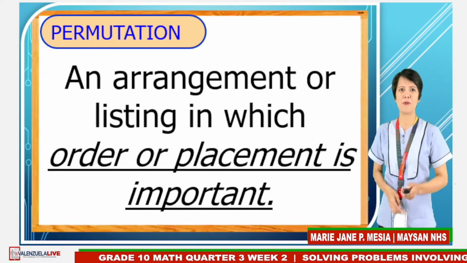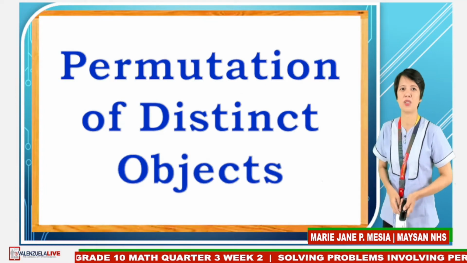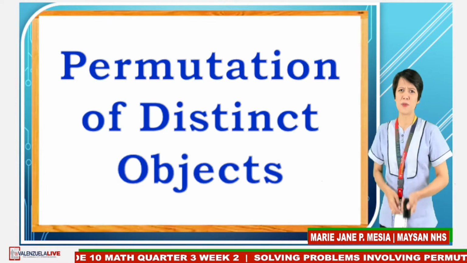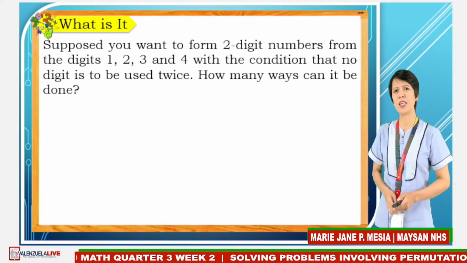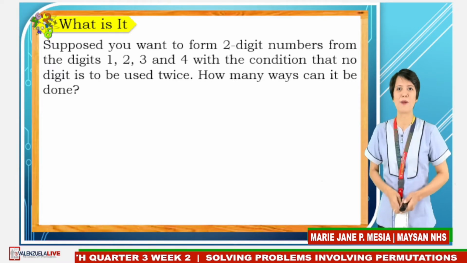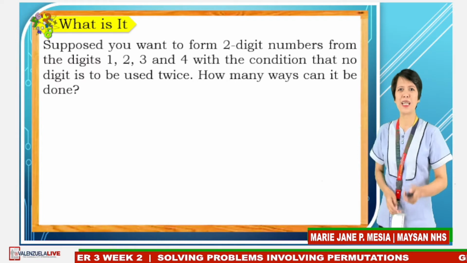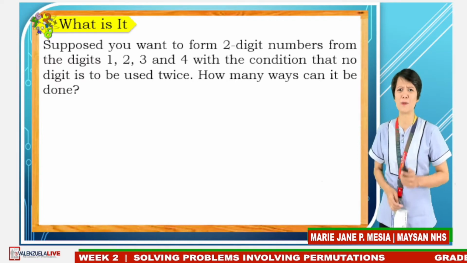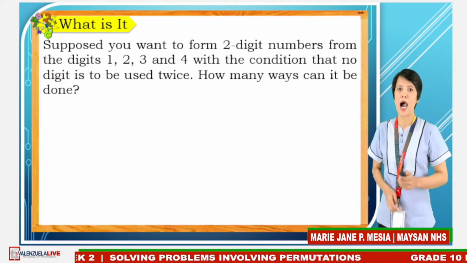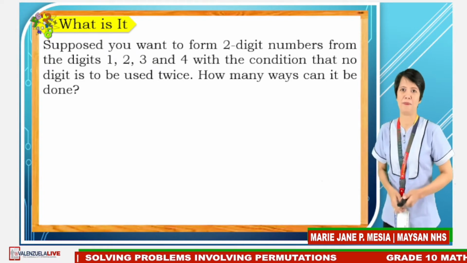Now, let us have the permutation of distinct objects or things. Suppose you want to form two-digit numbers from the digits 1, 2, 3, and 4 with a condition that no digit is to be used twice. How many ways can it be done?